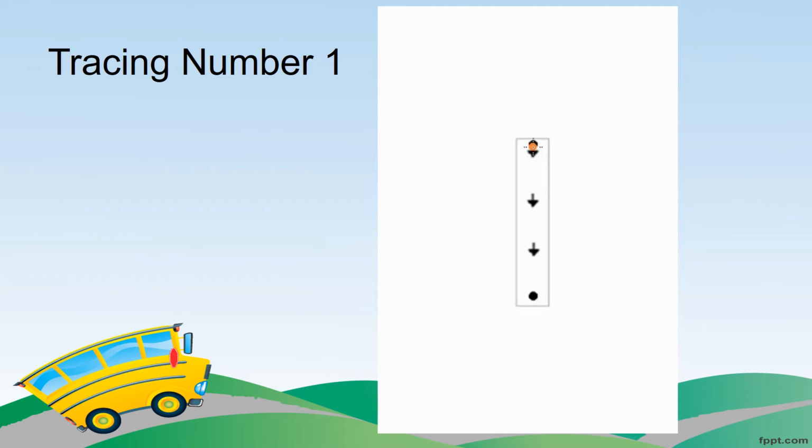Now let's learn how to trace number 1. Start from up and come down, down and stop. Start from up and come down, down and stop. Very good. Now I hope you all can write number 1 very easily.